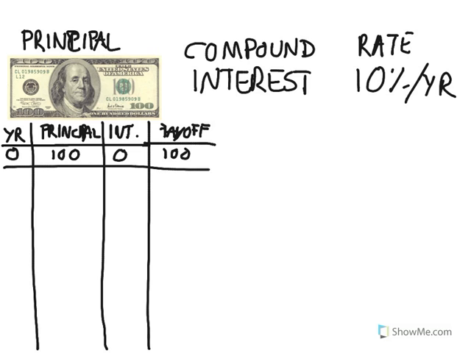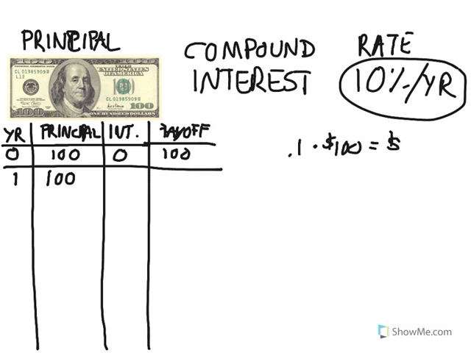Now, after the first year, you're going to have 10%, which is our interest rate, applied to that principal of $100. And so the interest for year 1 is going to be 10%, which we can represent by 0.1 times $100. And that's $10. So you put that $10 interest right here. So after year 1, you have $100 principal you still have to pay back. You have the $10 interest, so the total payoff after 1 year is $110.